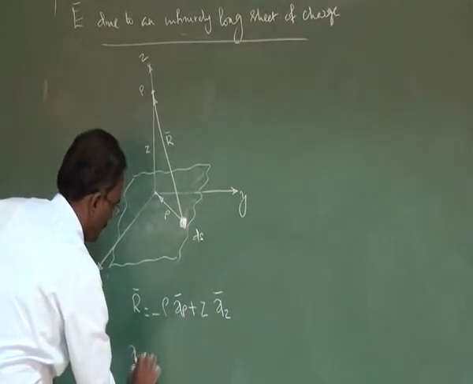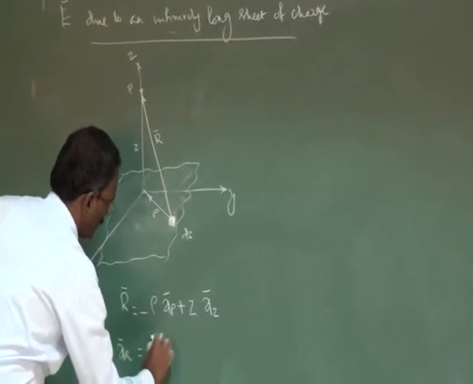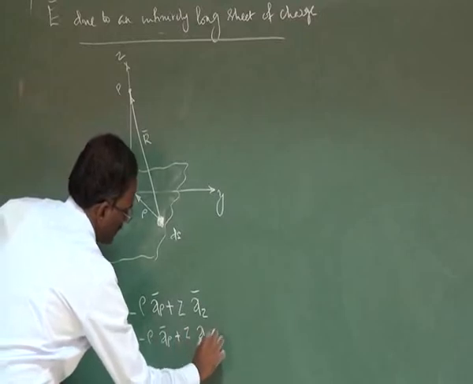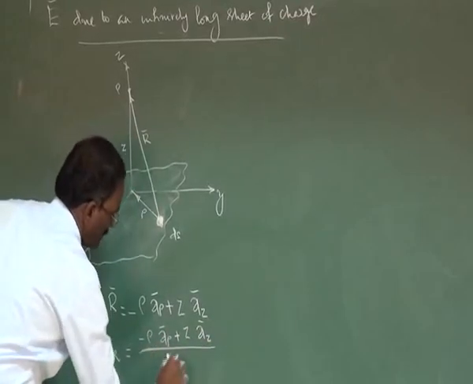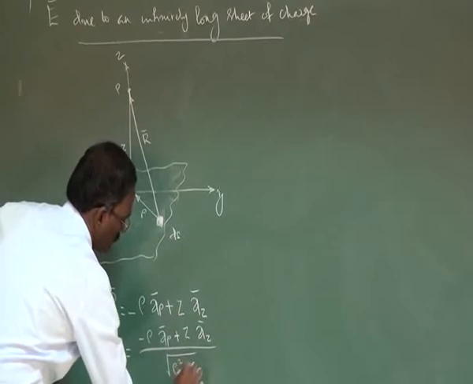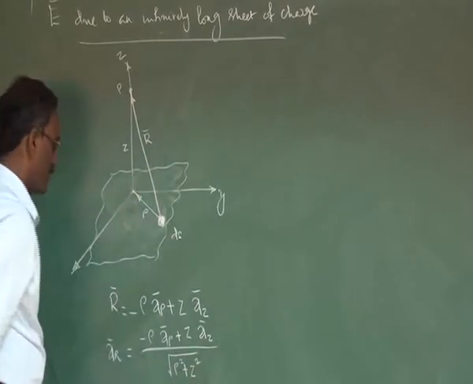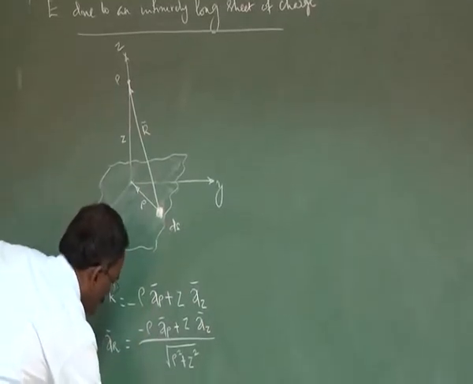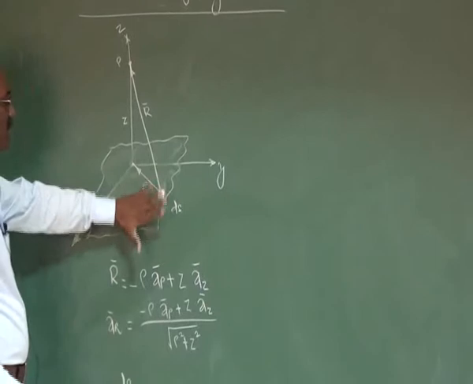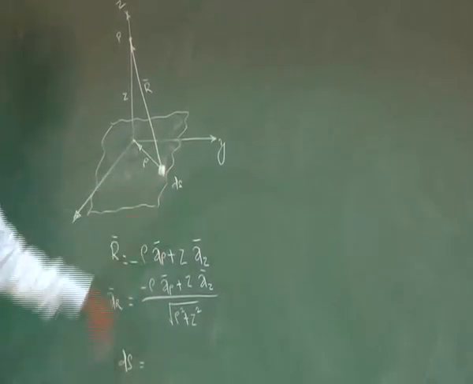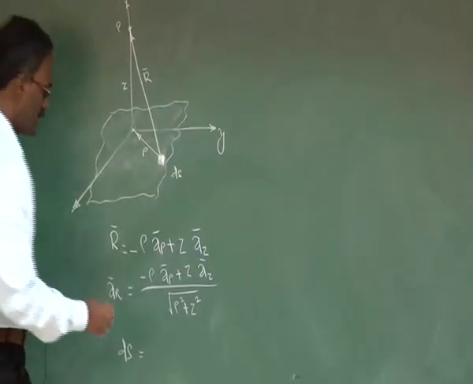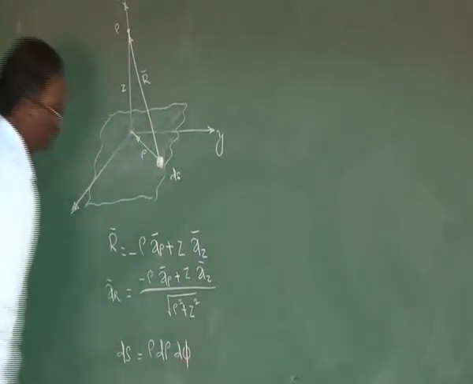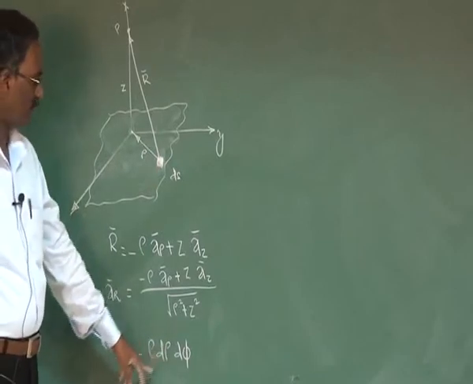Okay. Then my unit vector will become a r bar is equal to minus rho a rho bar plus z a z bar divided by square root of rho square plus z square, unit vector value. Then I must find the value for ds also. ds: z is equal to constant, z is equal to 0 because the sheet is spread on xy plane, z value is equal to 0. So ds is equal to rho d rho d phi.